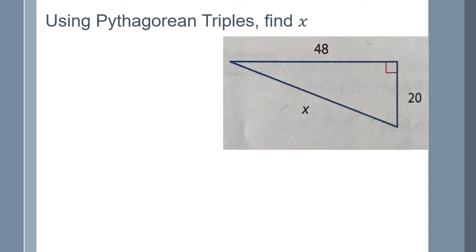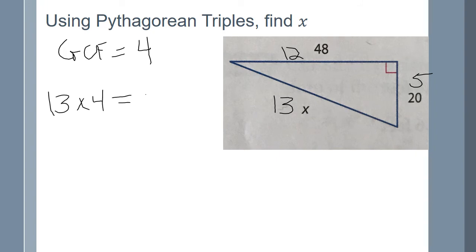So anyway, the greatest common factor between these 2 numbers is 4, right? 5 times 4 is 20. 12 times 4 is 48. So the greatest common factor is 4. So now you can divide that out. So this is a 5, right? This would be 5 here. This would be a 12. Well, the triple that works with this is the 5, 12, 13. So remember, 13 now times 4 is going to be equal to x. And so x is going to be equal to 52.